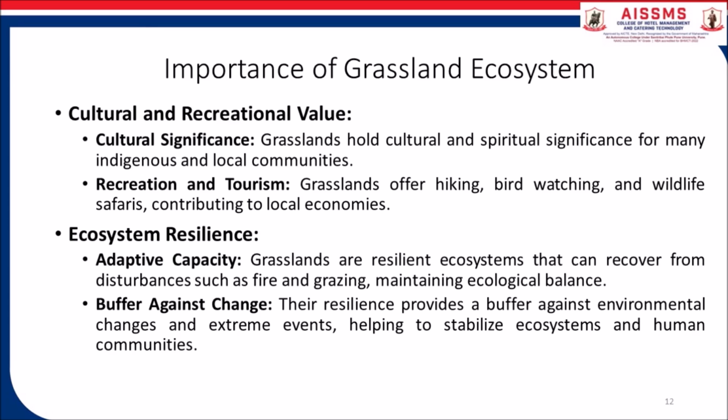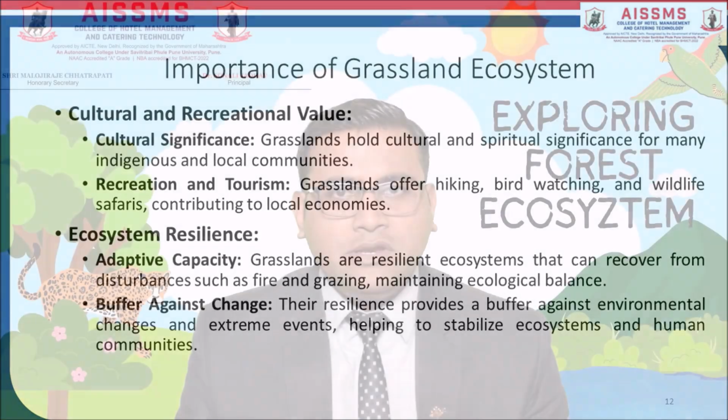Grasslands are resilient ecosystems that can recover from disturbances such as fire and grazing, maintaining a swift ecological balance. They also buffer against climate change and extreme events, helping to stabilize the ecosystem and human communities.